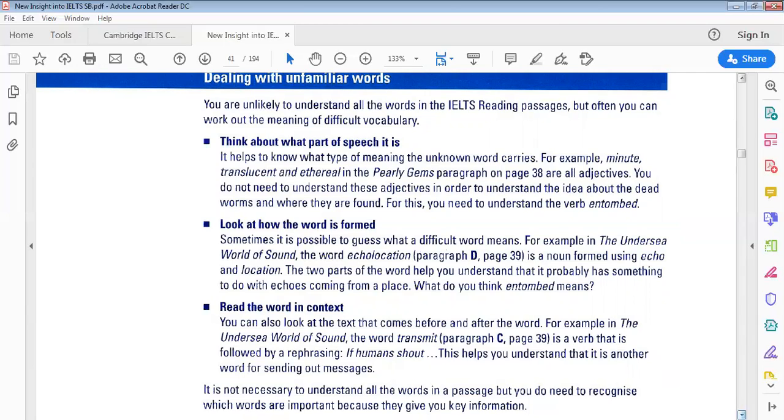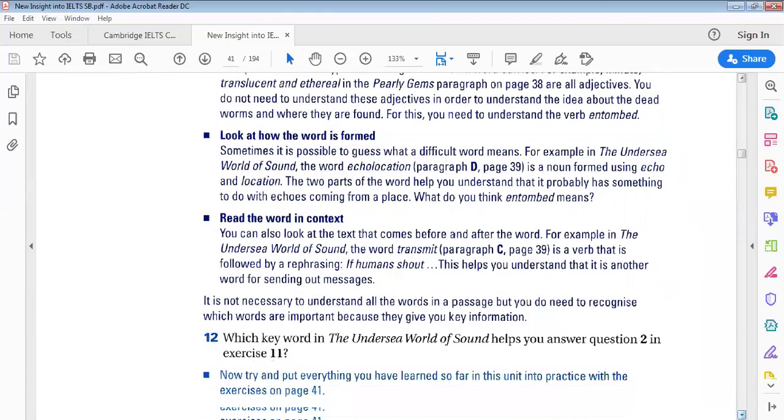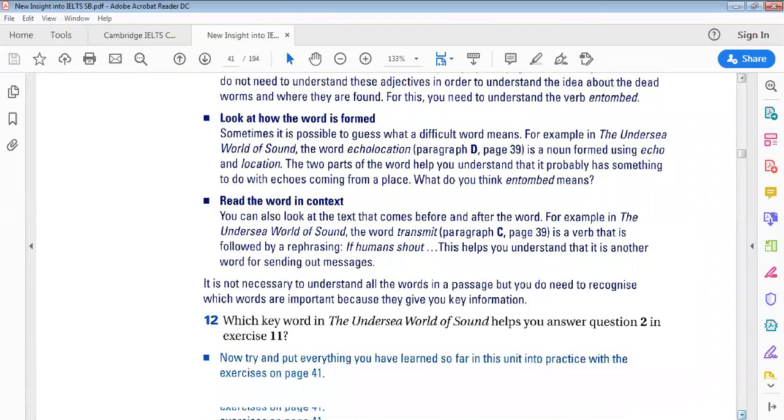For this, you need to understand the word and tone. Look at how the word is formed. Sometimes it's possible to guess what a difficult word means. For example, in language, the qualification. What is something to take a person? I think in training, the text comes before that.